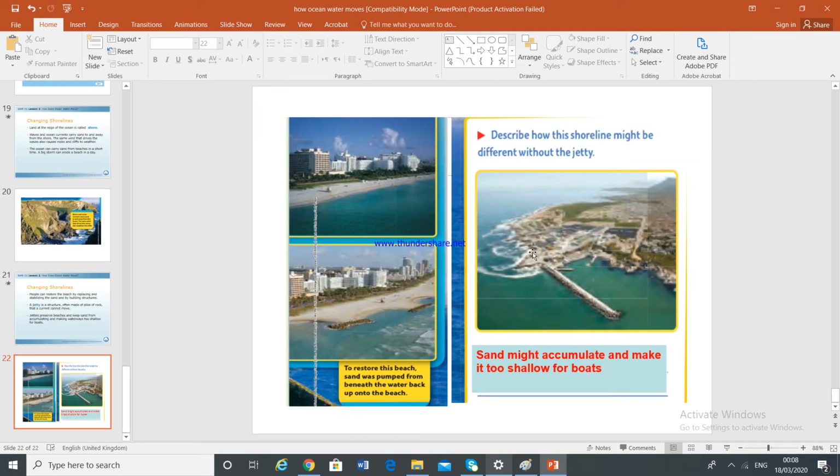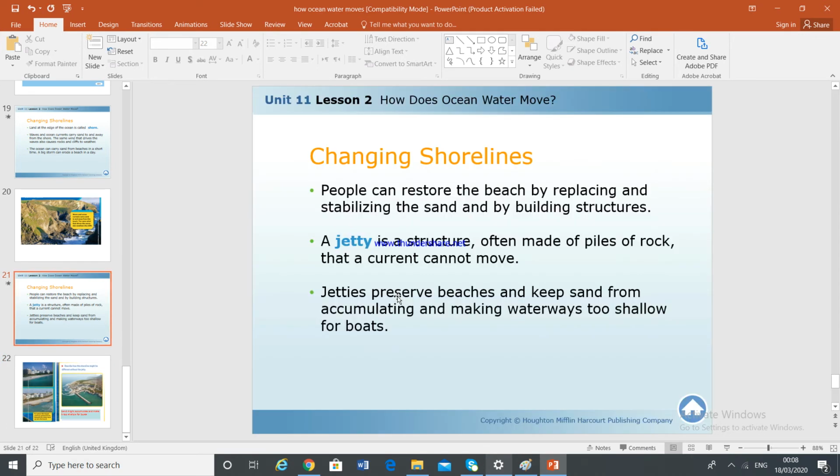Do you see a jetty here? Okay, I cannot give you an example of a jetty with a picture here, but I can tell you that for a jetty, they put some rocks over there, made up of rock as a kind of bridge that won't allow the sand to move from one place to another. Let me explain jetty in a better way. I told you that a jetty is made of piles of rock that a current cannot move.